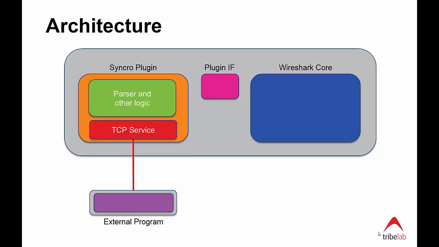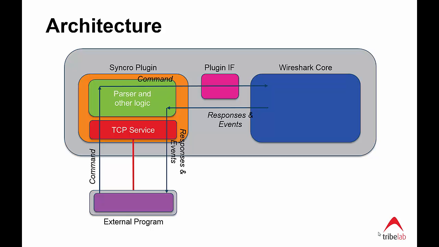So what we then see is commands that flow from the external program through the Syncro plugin, through the plugin interface, and then into the Wireshark code. And in the opposite direction we see responses to those commands and events such as movements within the packet list coming back in the opposite direction. So those are the two pieces.